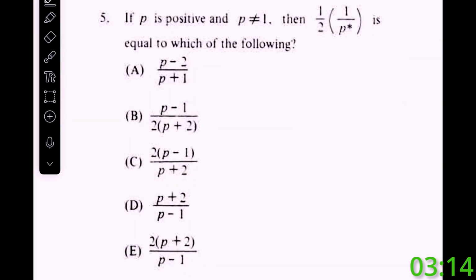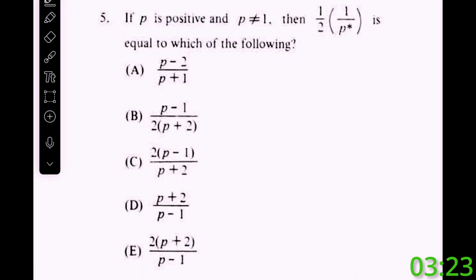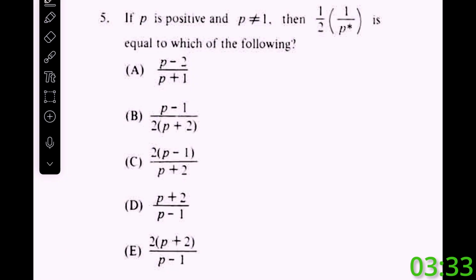If p is positive, and again, p is not equal to 1, still not equal to 1, I guess. Mathematicians are very careful. Then 1/2 times 1 over p star is equal to which of the following? Well, let's just do that in steps. 1 over p star is the reciprocal of p star. So I'm just going to flip it over. The reciprocal of p star is p minus 1 over p plus 2.